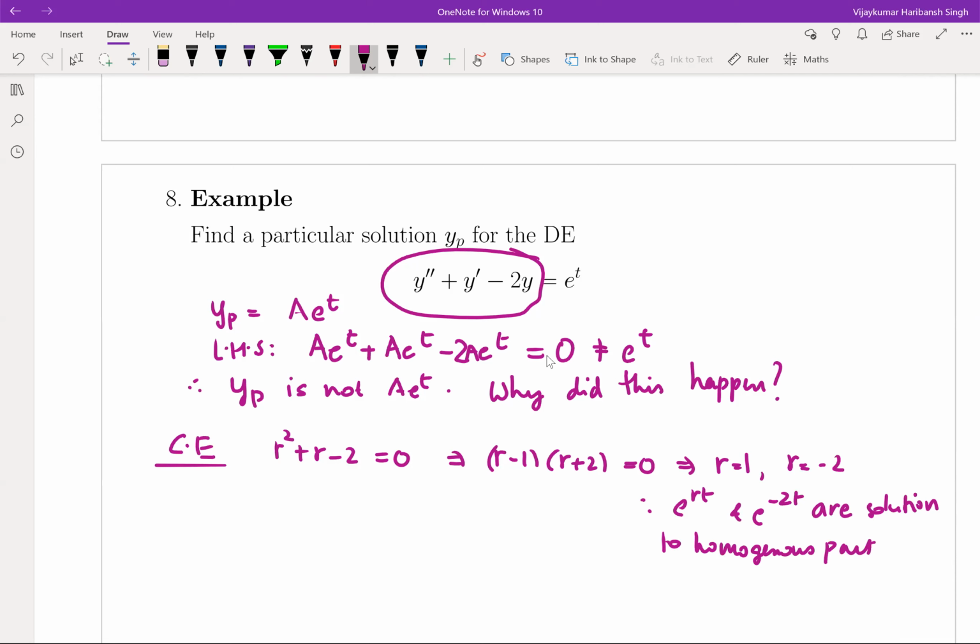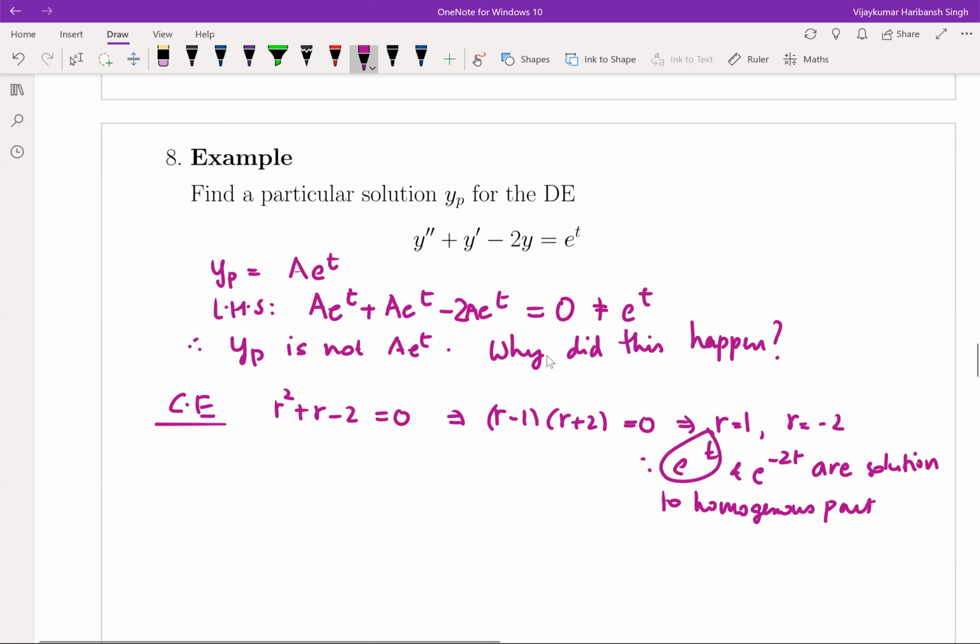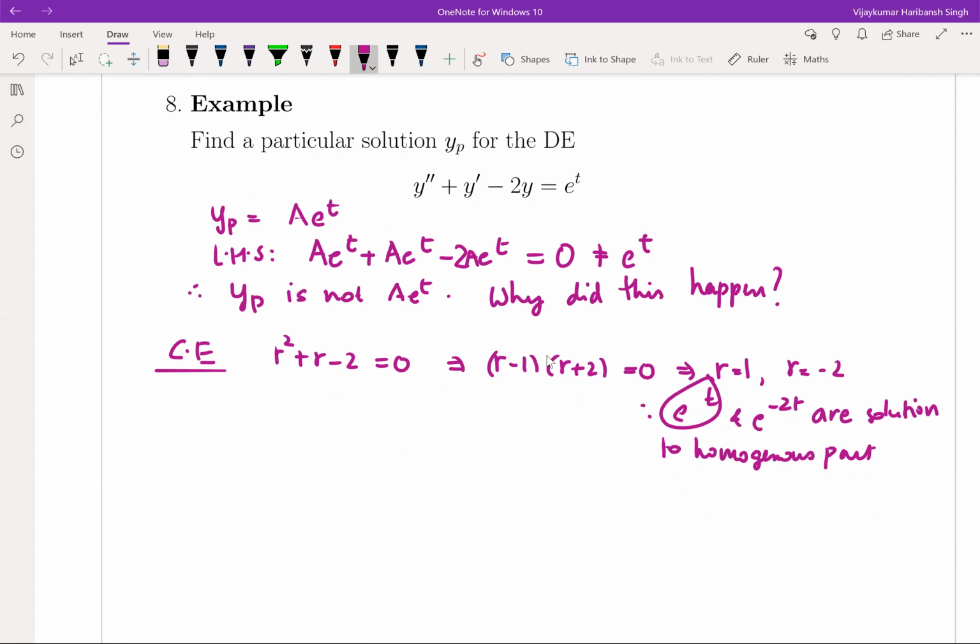I mean, if it is a solution to the homogeneous part, then how can it satisfy this? Because when you put e to the power t in this equation, it will give you 0, not e to the t. So what shall we do in this case? We will basically consider an alternate solution. Whenever e to the power t is also in the homogeneous part, the first step is to consider yp of t equals a e to the power t.